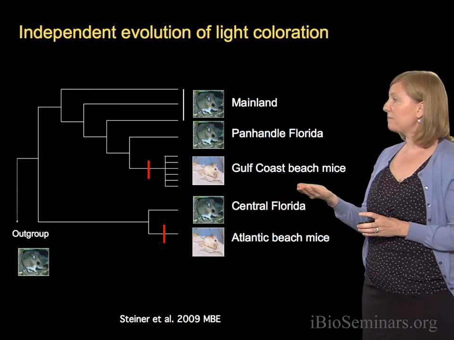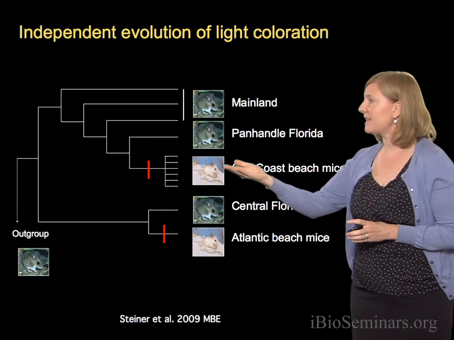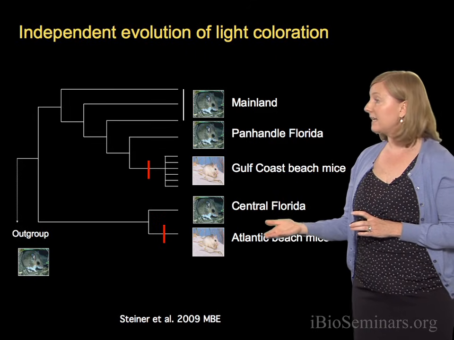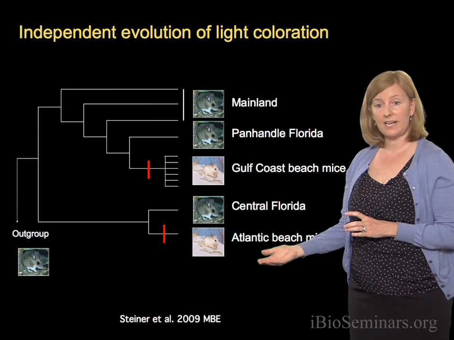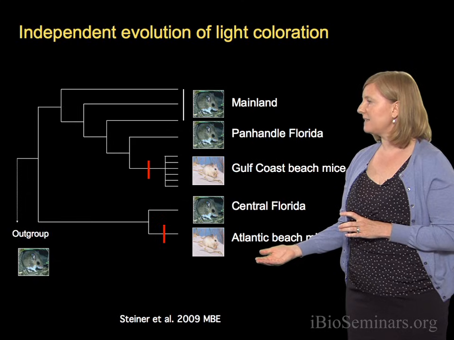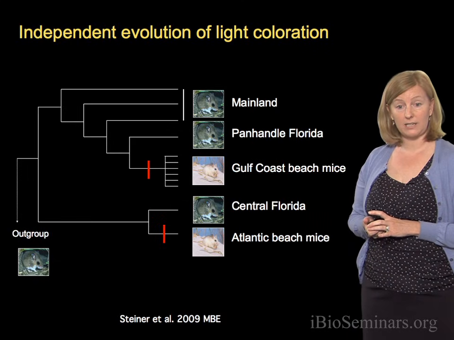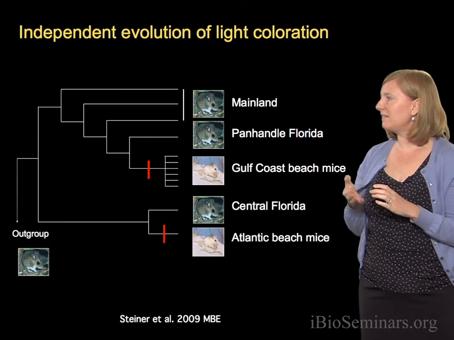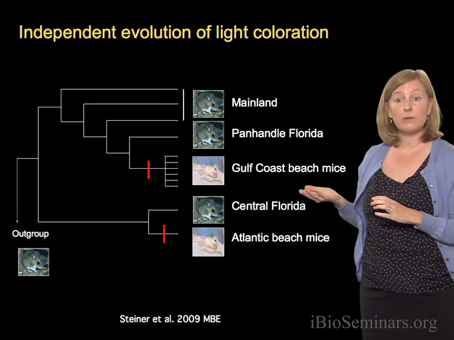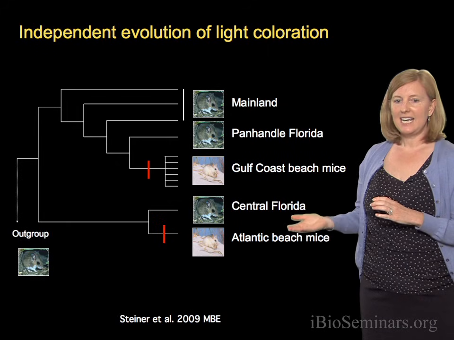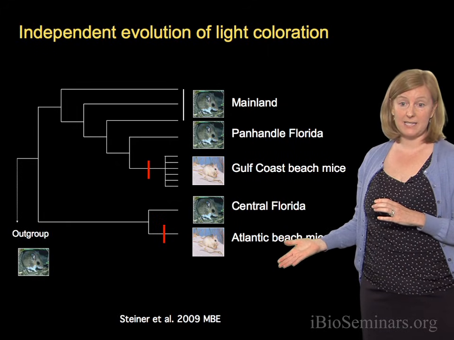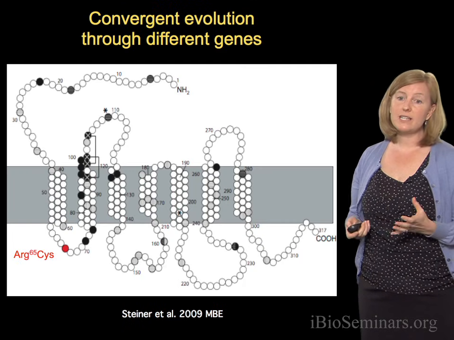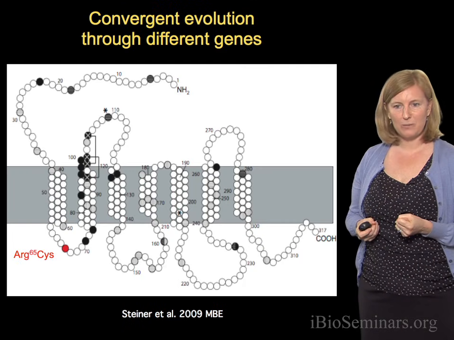So the Gulf Coast beach mice probably arose from a dark-colored ancestor sometime in the past that was probably from the panhandle of Florida. Whereas the Atlantic coast beach mice independently evolved light coloration, probably from an ancestor in central Florida that was dark in color. Okay, but here's the cool part. Now that we know, at least in one of these Gulf Coast subspecies, that the melanocortin-1 receptor is involved, we can ask, in these independently evolved light-colored beach mice on the Atlantic coast, is that same gene and same mutation involved? So to do this, we return back to this melanocortin-1 gene.